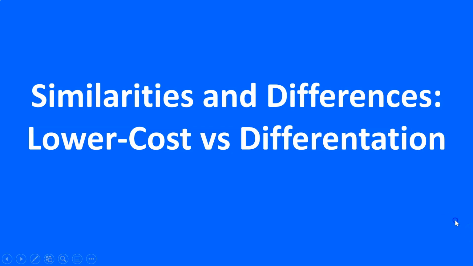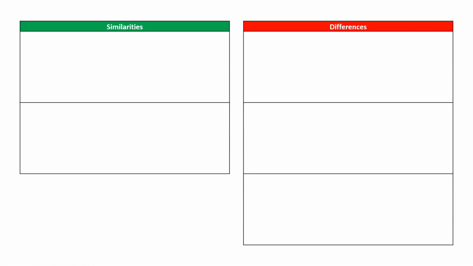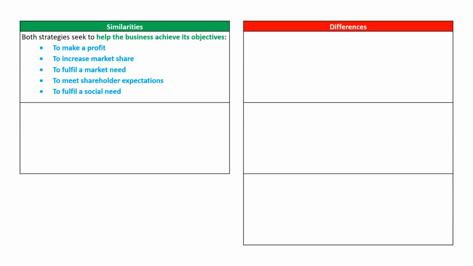The last thing we need to know about Porter's strategies is we need to be able to compare them. So that means how they're similar and how they're different. So let's look at how they're similar. They are similar because whether you want to be lowest cost or differentiated, you're basically implementing a strategy to help your business achieve its objectives.